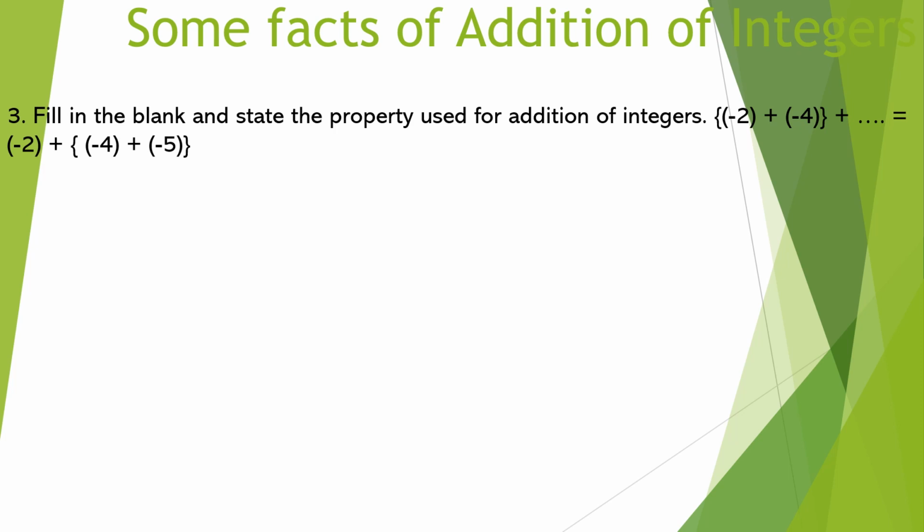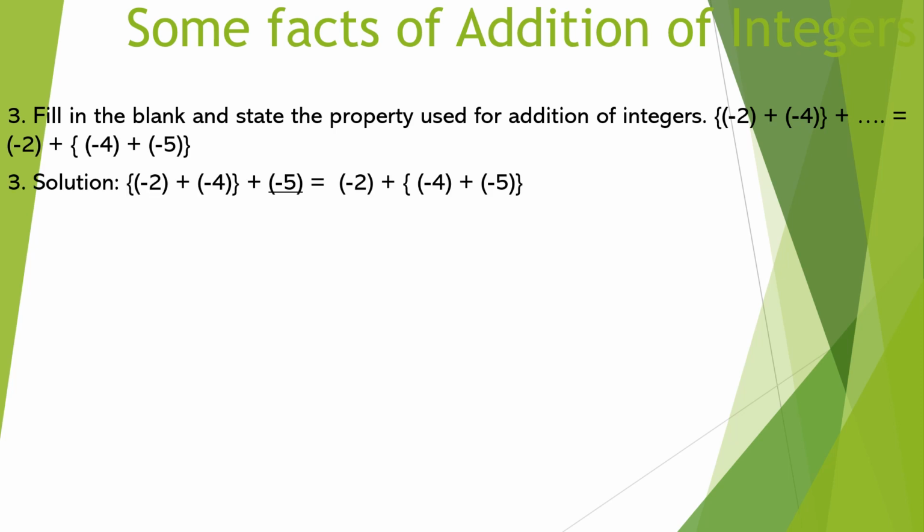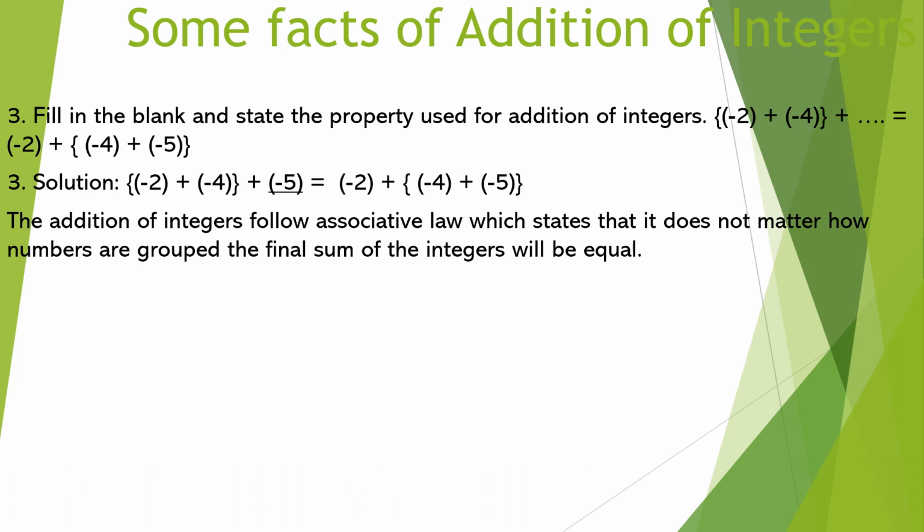Let's fill in the blanks. Minus 2 plus 4 minus 4 are clubbed together, plus we add something, is equal to minus 2 plus minus 4 and minus 5 are clubbed together. Now for this, the blank we have to write is minus 5, because only then do we get the same result on addition. The addition of integers follows the associative law, which states that it does not matter how numbers are grouped, the final sum of the integers will be equal.